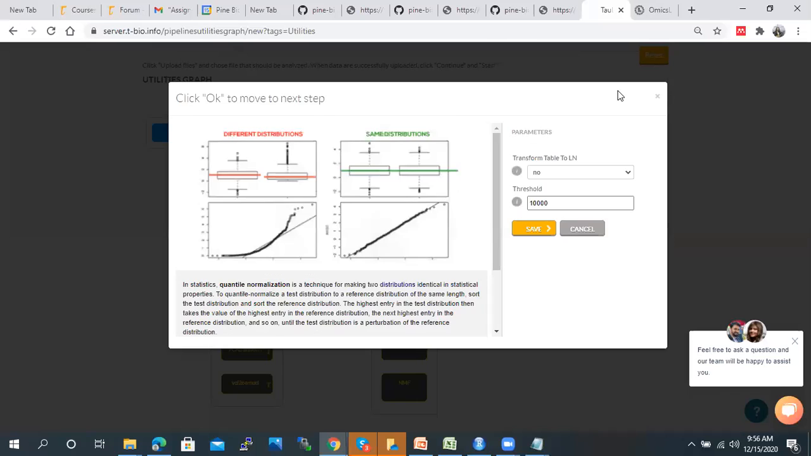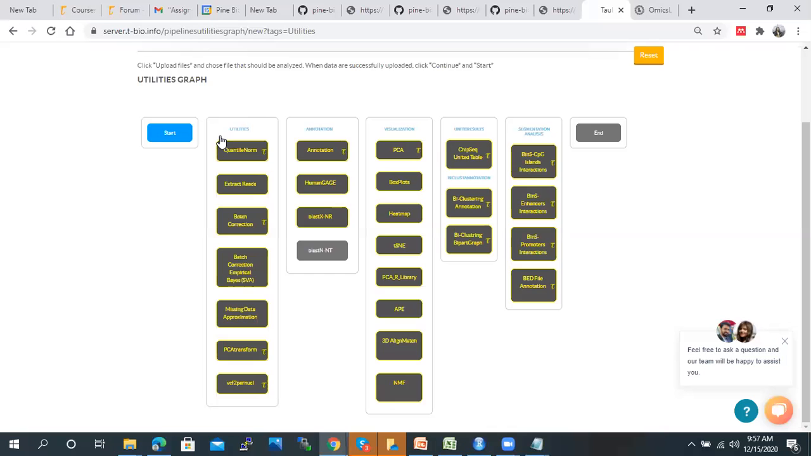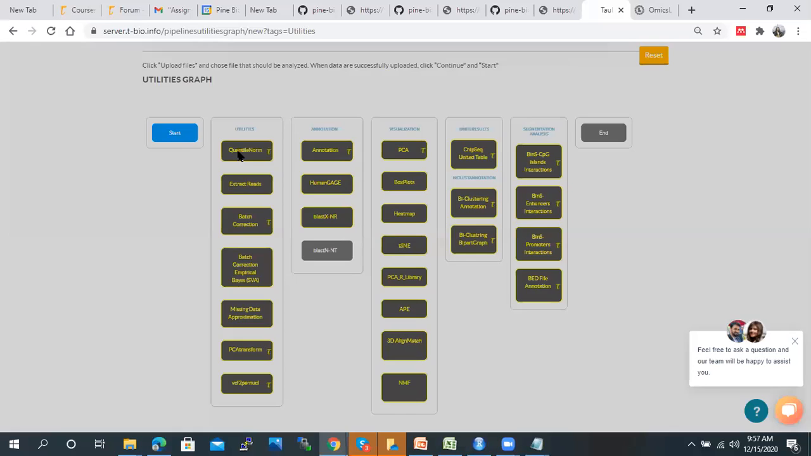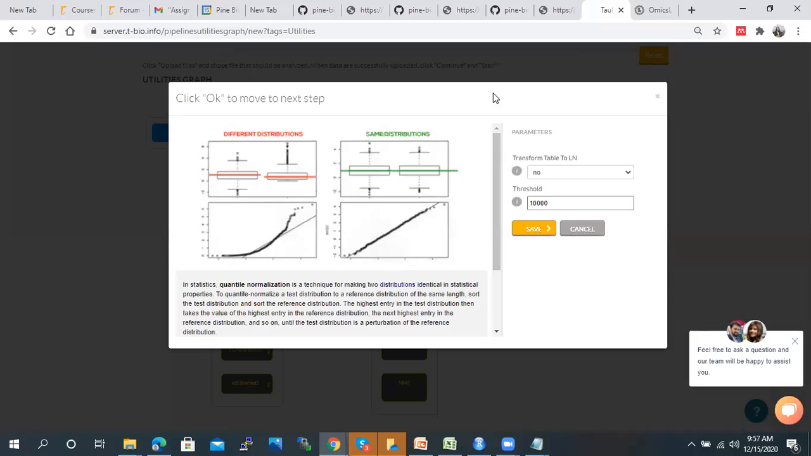So next, under the utility, the first option we are going to perform is quantile normalization. This pop-up asks us to select the parameters. The first parameter is transform table to ln. What does ln mean? Log scale transformation. As this data contains only FPKM values, first of all we are going to perform log scale transformation. So I am going to select yes.